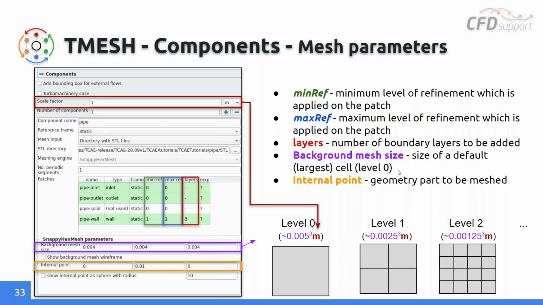And also the important part is the internal point, because we have to tell the mesher if we would like to mesh the object from the inside or from the outside.